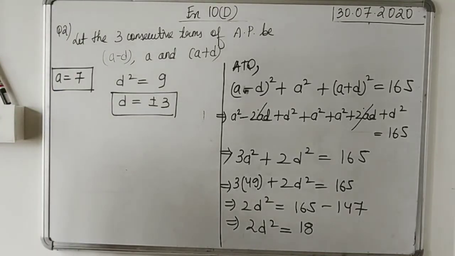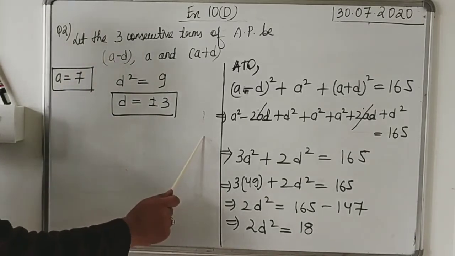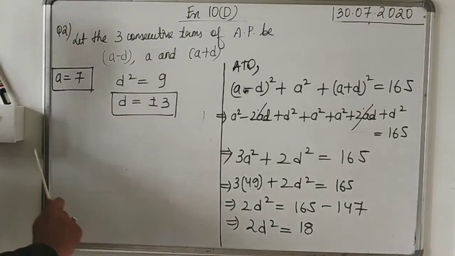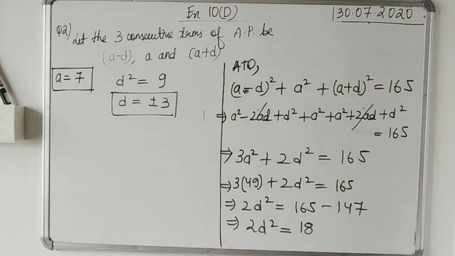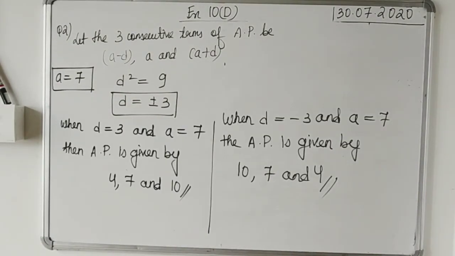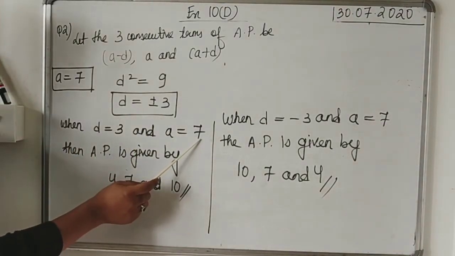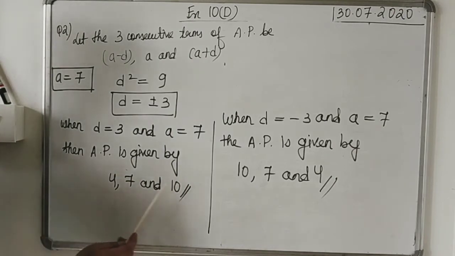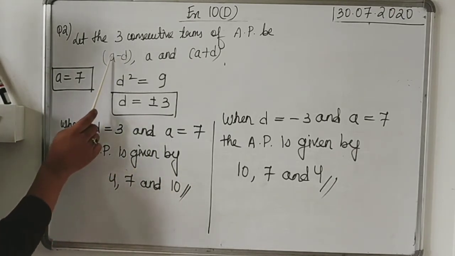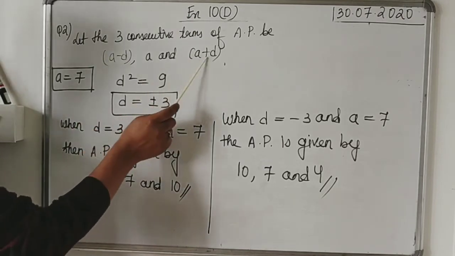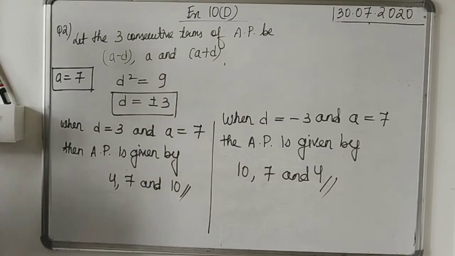Now again the same thing: when d is 3, a is 7, I'll get one AP. When d is minus 3, a is 7, I'll get another AP. Okay, so pause the video, I'll show you the steps. So hence the last part of the question: when d is positive 3 and a is 7, the required AP is given by putting the value for a and d. So 7 minus 3 is 4, 7, 10, just the opposite, 10, 7 and 4. So pause the video and note it down.